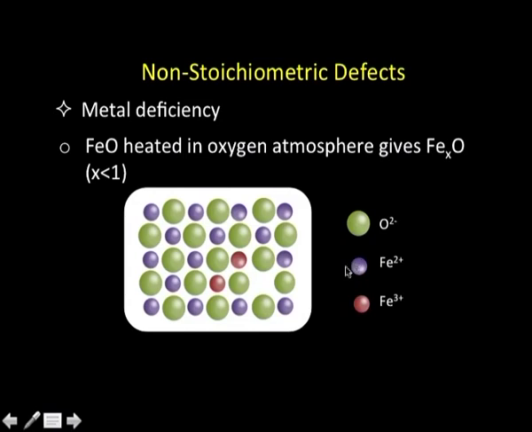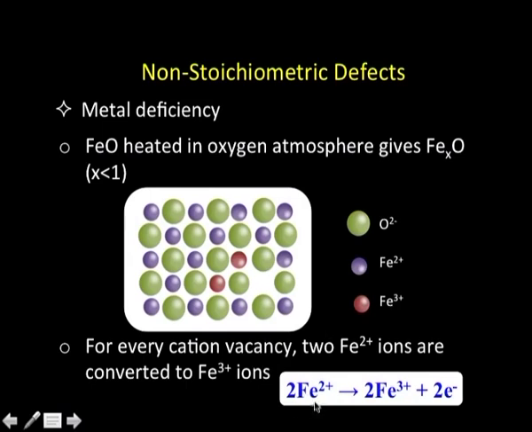Structurally, what happens is that when we heat in the presence of oxygen, some of the ferrous ions get oxidized to ferric ions. That means 2 ferrous ions get oxidized to 2 ferric ions, and 2 electrons are released. Since there is now an excess of oxygen in this formulation, it implies that there will be cation vacancies. Some of the cation positions will be empty.